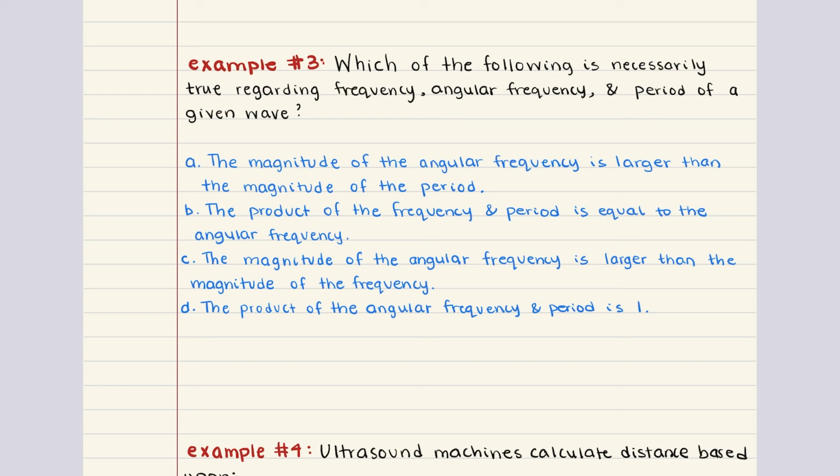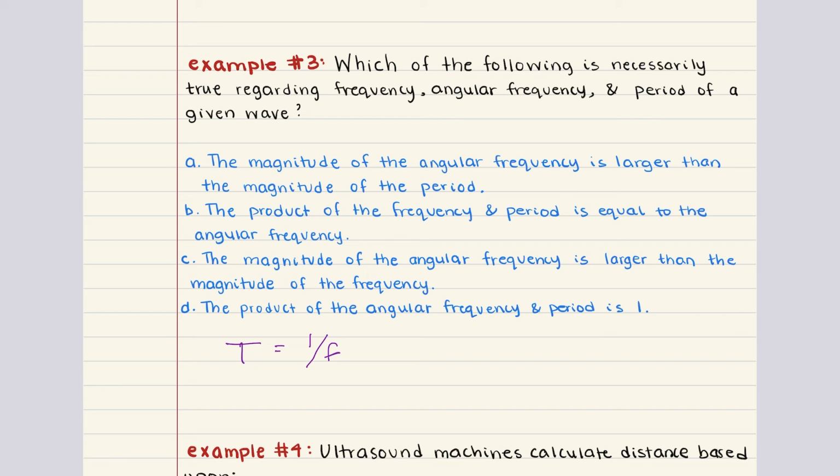Before we go ahead and read our options, let's recall that the frequency of a wave refers to the number of cycles the wave completes per second, and that's measured in hertz. The period, denoted as capital T, is the time it takes for one complete cycle of the wave, and it is the reciprocal of the frequency. So we can write that period is equal to 1 divided by frequency.